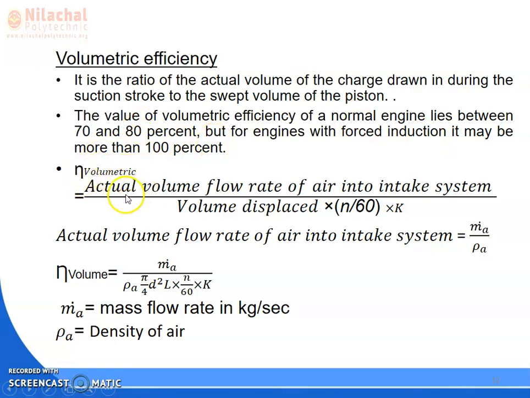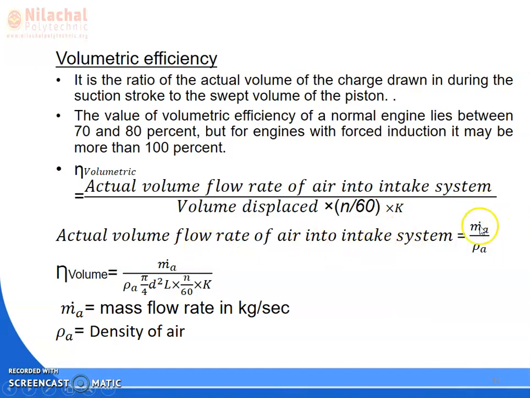The volumetric efficiency is equal to the actual volume flow rate of air into the engine cylinder divided by the volume displaced times the number of working strokes per second times the number of cylinders. So what is your actual volume flow rate? That is your mass flow rate of air by density. We know that density is equal to mass by volume.